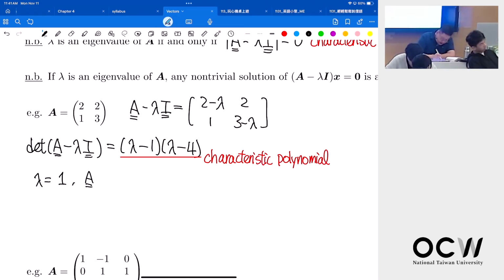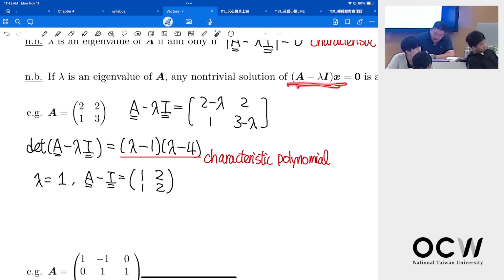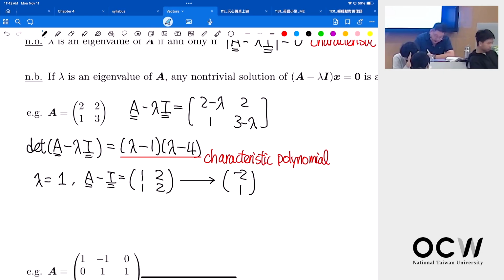A minus lambda I will be 1, 1, 2, 2. So this times x should be 0, a zero vector, then your x, we will learn how to find this x. But x here you can see -2, 1. This is your eigenvector.